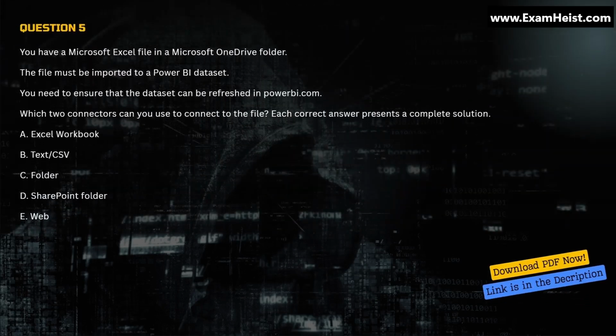Question 5. You have a Microsoft Excel file in a Microsoft OneDrive folder. The file must be imported to a Power BI dataset. You need to ensure that the dataset can be refreshed in PowerBI.com. Which two connectors can you use to connect to the file? Each correct answer presents a complete solution. A. Excel workbook. B. Text/CSV. C. Folder. D. SharePoint folder. E. Web. Correct answer is D and E.